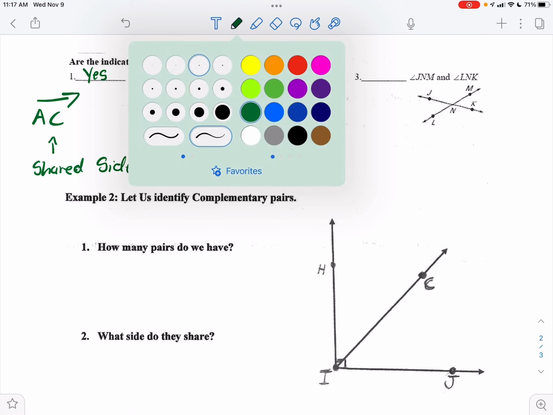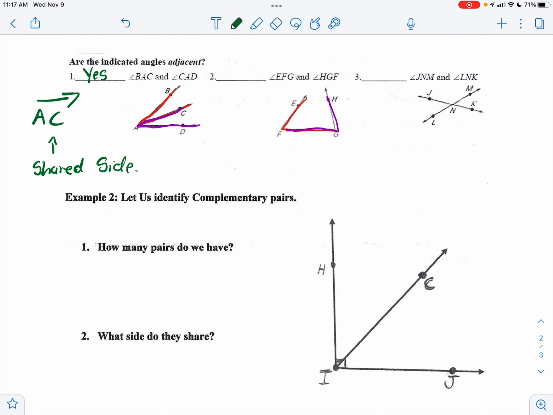These angles are in the same area, but they are not next to each other. They share the same side, which is FG, but they're not next to each other, so they are not adjacent. No.